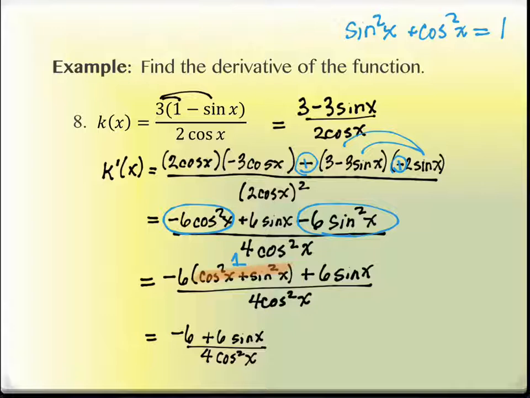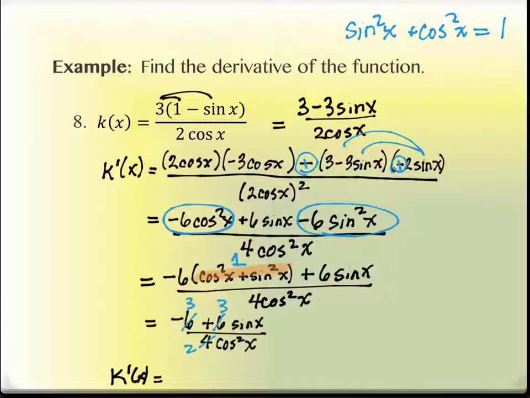There's exactly one more thing I can do. Does anybody see it? Can you take a 2 out? You can. Each of those numbers that are there are even, right? The 6s and the 2s, or the 6s and the 4s. So yes, you can factor out or cancel out a 2 of each of them. So these will each become a 3, and this will become a 2. So your final answer for k prime of x would be, and I've got a little bit of space problems going on here, -3 plus 3 sine of x over 2 cosine squared of x.